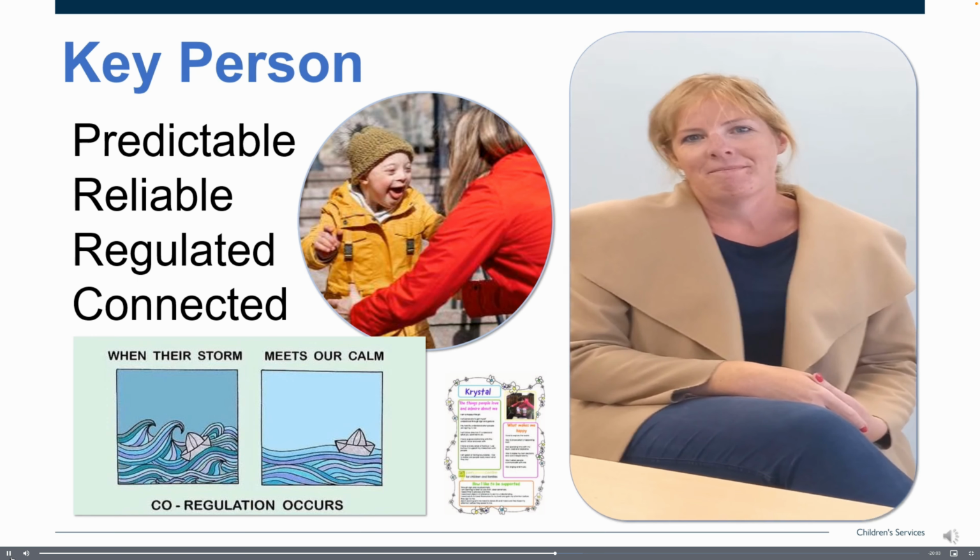As Vicky said, it is all about getting to know the children and their families really well to build a connection and relationship. And this is done by being predictable, reliable, regulated and connected to support our children. So, when their storm meets our calm, co-regulation occurs.